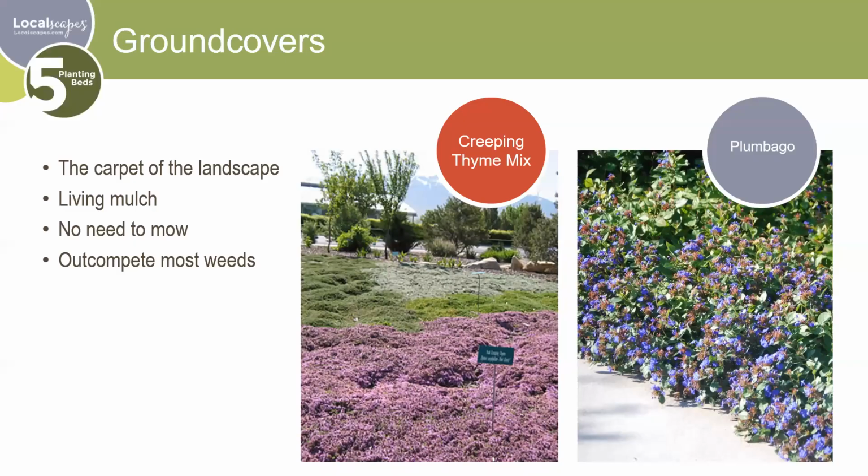And then next are ground covers, and Dave went through these a little bit with the central open shapes, but the Localscapes program worded it really well, that it's the carpet of the landscape, right? I like that they have it that way, especially if it's grown into an area. You can see in the left picture, the creeping thyme mix. It looks like a carpet. It's awesome. And it's a living mulch too, which is really nice.